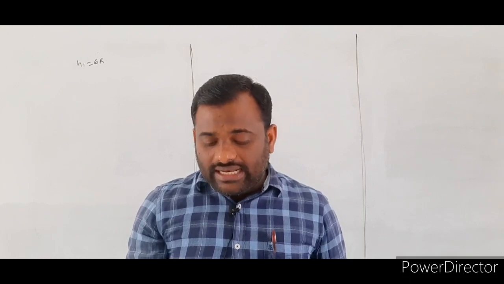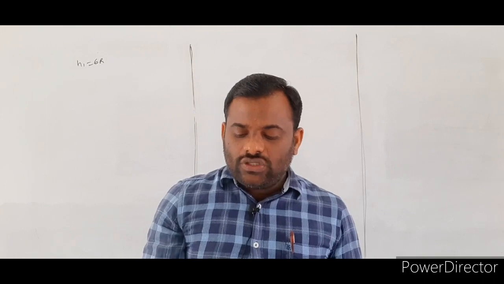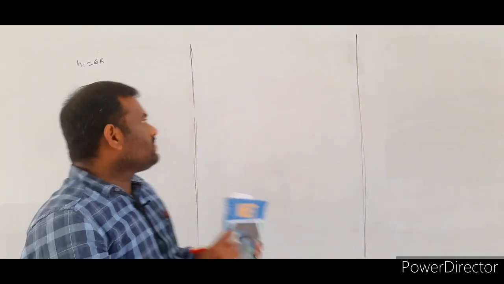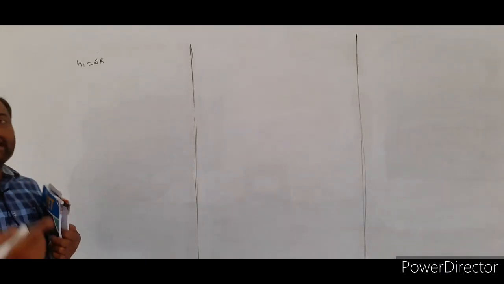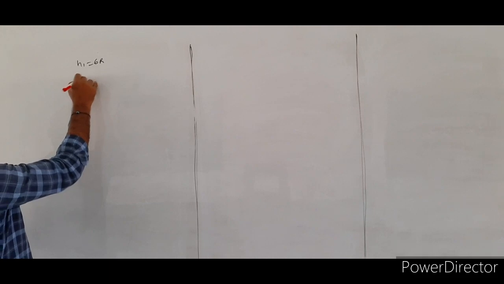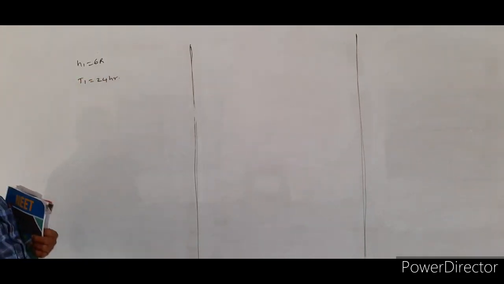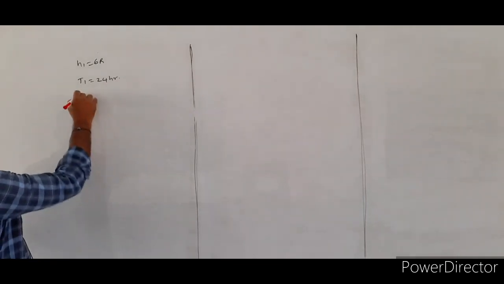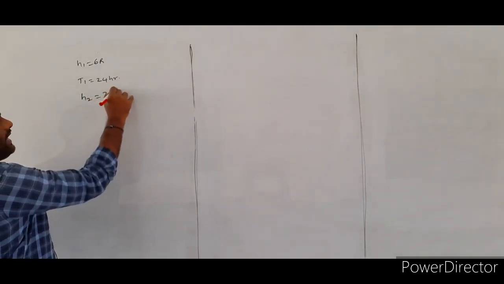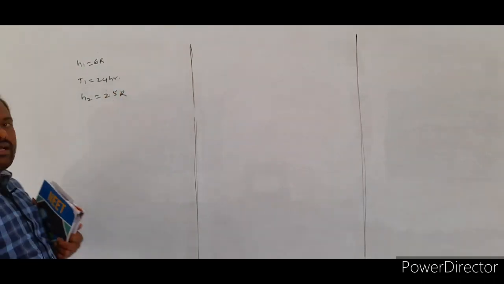The time period of another satellite which is revolving around the Earth at a height of 2.5r from the Earth's surface is? So initially, which type of satellite? They mentioned a geostationary satellite. For the geostationary satellite, the time period is 24 hours. And the second satellite will be at a height of 2.5r from the Earth's surface.